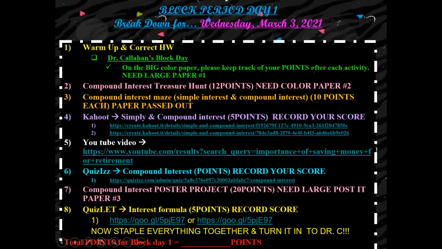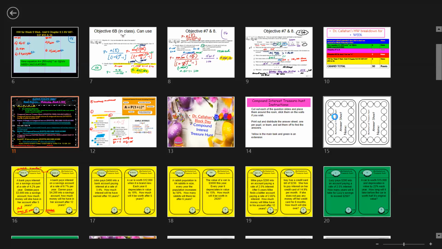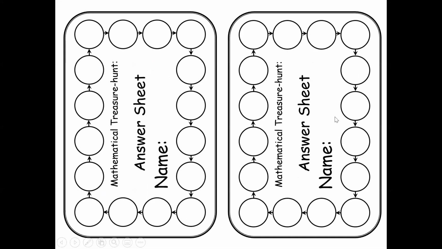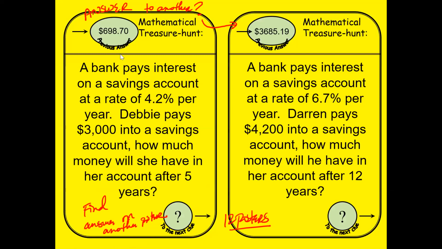All right, the first thing I'm going to do is start off on a scavenger hunt. If you're at home, you could just do this on a separate piece of paper. That is completely fine. You are going to be answering the following questions. The first set says a bank pays interest on a savings account at the rate of 4.2%. Debbie pays $3,000 into a savings account. How much money will she have in her account after 5 years?